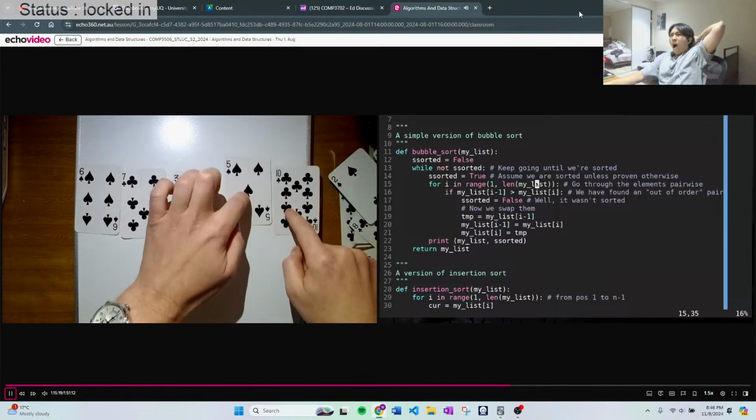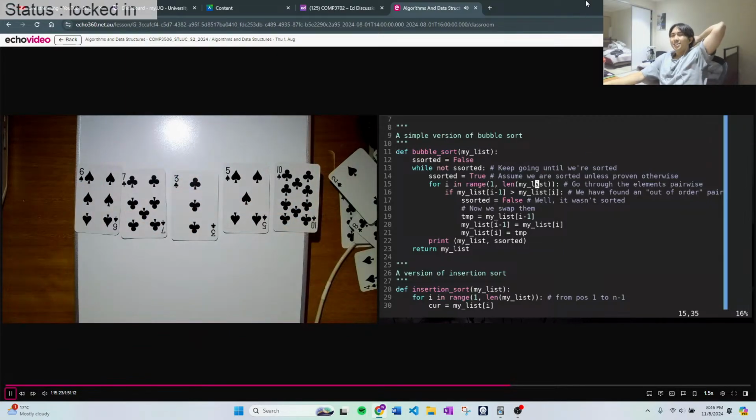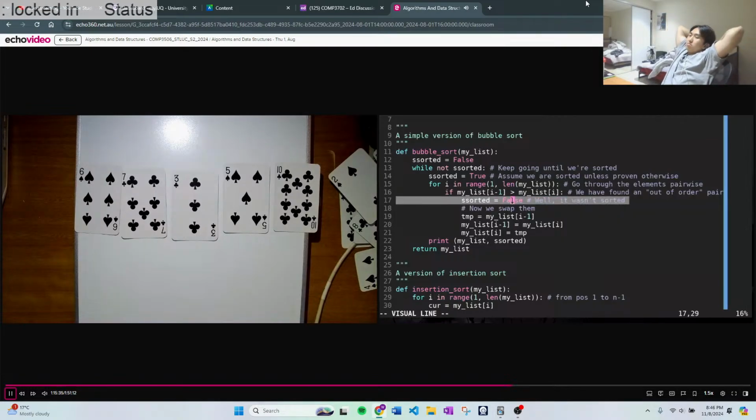No, swap. So what you can see is I've bubbled 10, the biggest element, up to the end of the list. That's what bubble sort gets its name from. Now, I did a swap, didn't I? I did at least one swap, didn't I? So this flag here is false. Well, I did a swap, the list wasn't sorted.